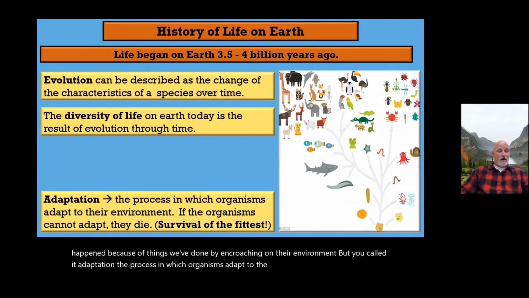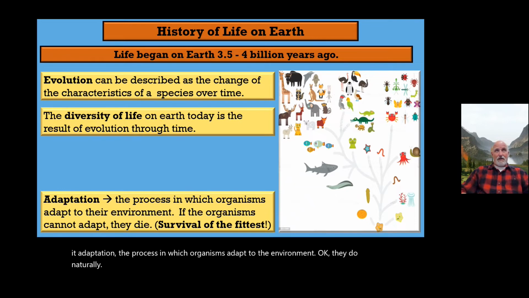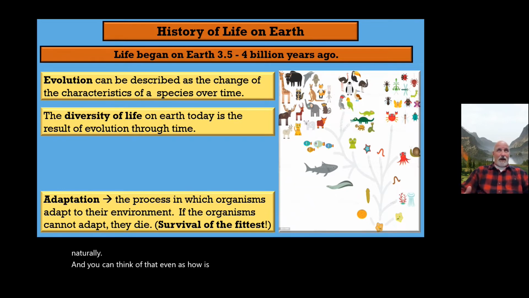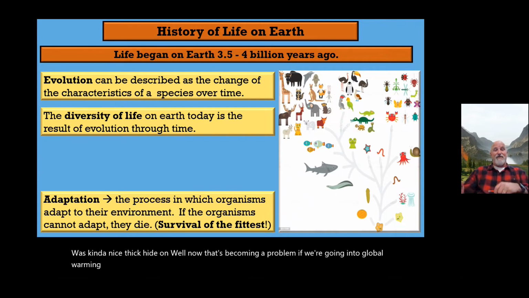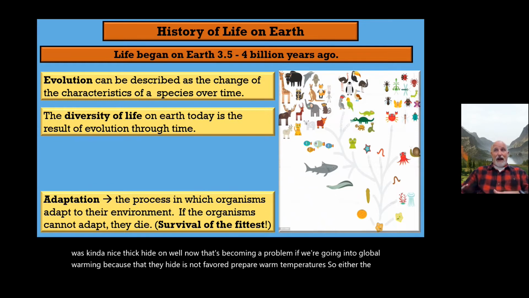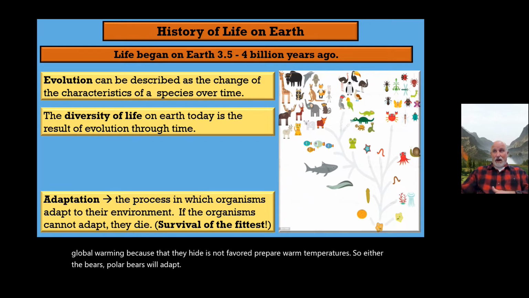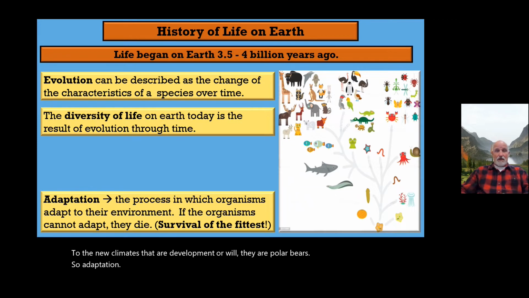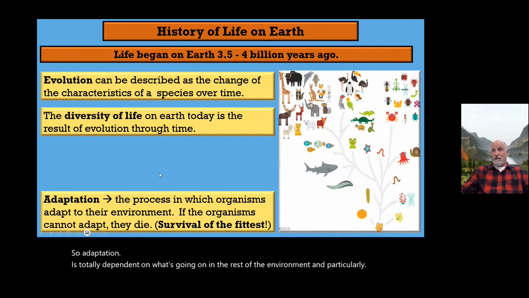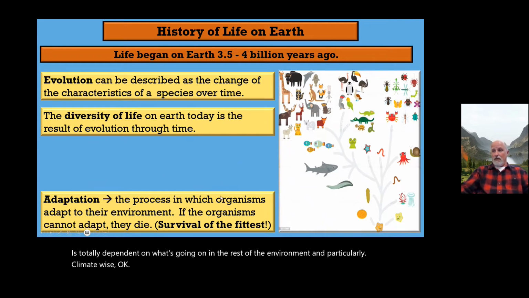They do naturally do it, and you can think of that even as how is a polar bear adapted to its environment? Well, it's got a nice thick hide on it. Now that's becoming a problem if we're going into global warming because that thick hide is not favored for very warm temperatures. So either the polar bears will adapt to the new climates that are developing, or we'll lose our polar bears. So adaptation is totally dependent on what's going on in the rest of the environment, and particularly climate-wise.